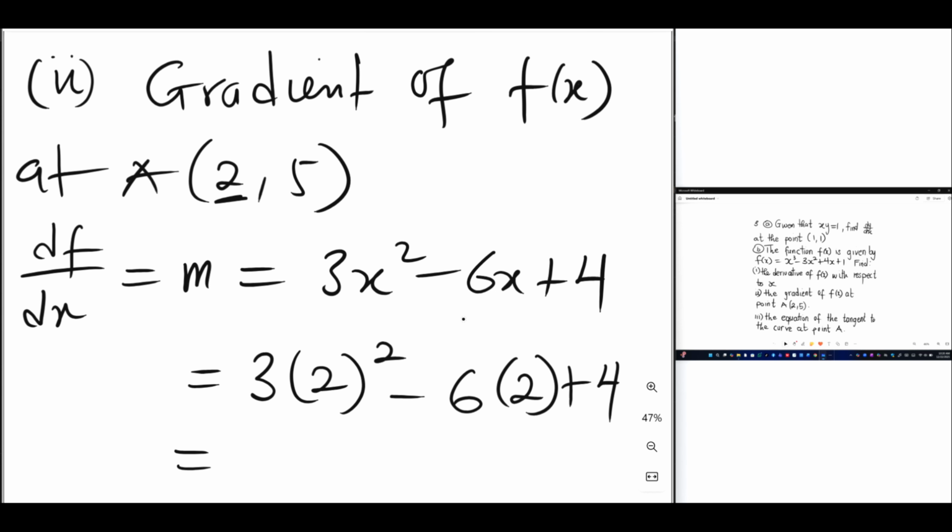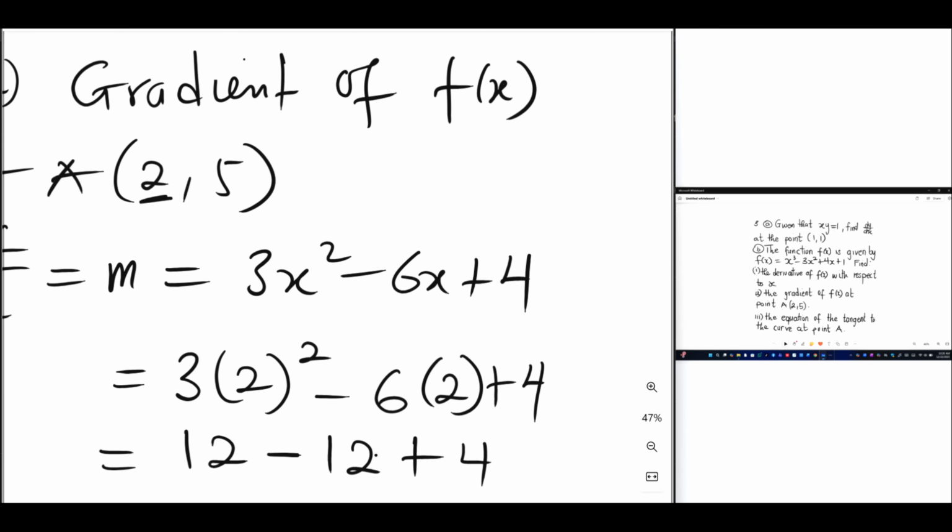Minus 6 also multiplying 2, plus 4. Here we have 3 multiplying 2 squared. 2 squared gives us 4, times 3 gives us 12. Minus 6 times 2 gives us negative 12. All right.